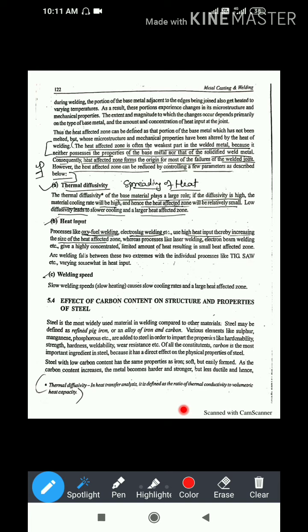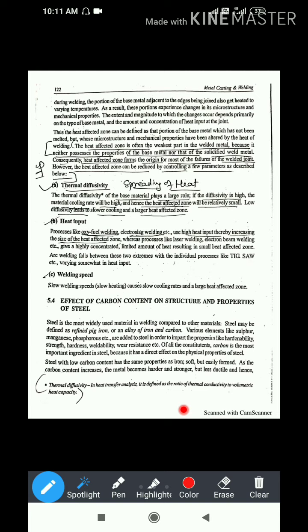Various elements like sulfur, magnesium, phosphorus, etc. are added to steel in order to impart properties like hardenability, meaning hardness and strength, weldability, meaning it can be easily welded, and wear resistance, etc.